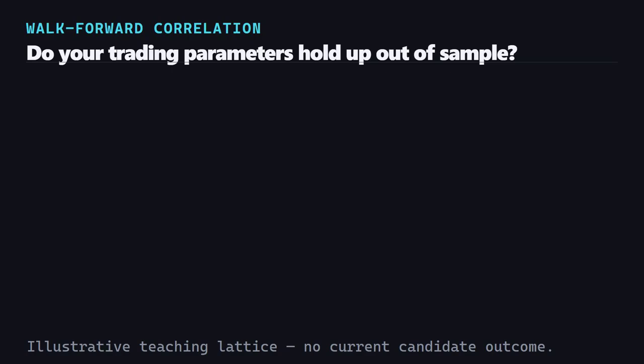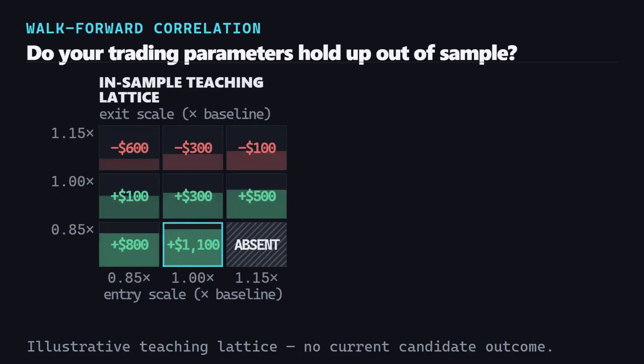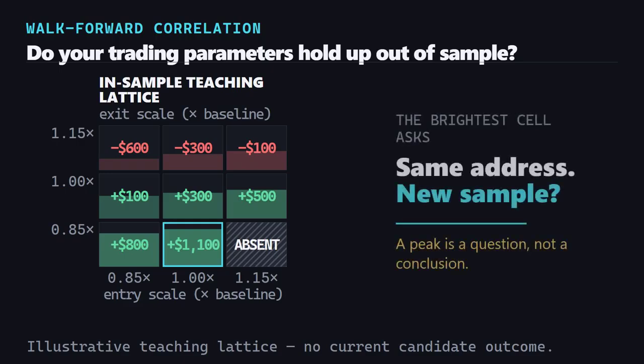Your best in-sample parameter can be the wrong thing to trust. A bright peak says where one historical sample looked best. It does not tell you whether the nearby shape survives new data. Do not ask, "Did I find a winner?" Ask, when the same coordinates move out of sample, do their relationships hold together?